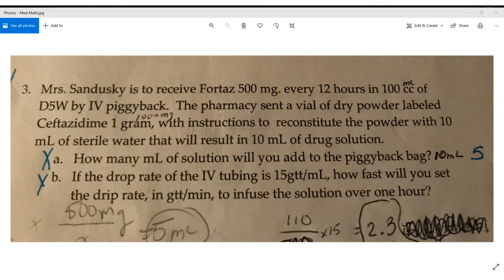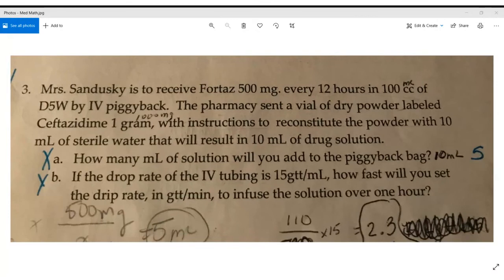So if I'm going to do this out by dimensional analysis, I'm going to say, what I want is 500 milligrams. What I have is 10 ml per 1,000 milligrams. So before I write that out, that comes to 5 milliliters. So basically, the pharmacy gave you too much. They gave you a double dose. Your patient is only written for 500 milligrams. So how many milliliters of the solution will you add to the piggyback bag? After we talk this through, I'll write it out, but you're giving them half.